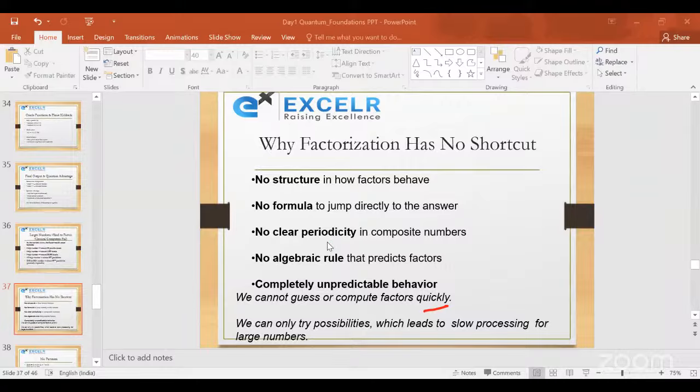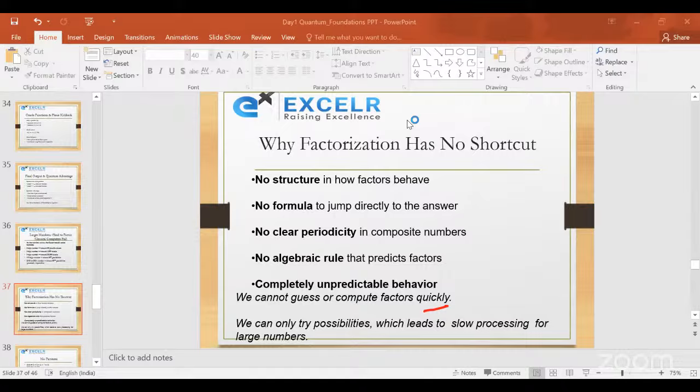Okay, so there is no structure, there is no formula, no clear periodicity in the composite numbers, no algebraic rules that predict the factor. There is no algebraic rule. It will be clear from the upcoming examples. So that means we cannot compute this very quickly. We can try only possibilities, that is called the hit and try method, and that hit and try method leads to very slow processing of large factorization numbers.